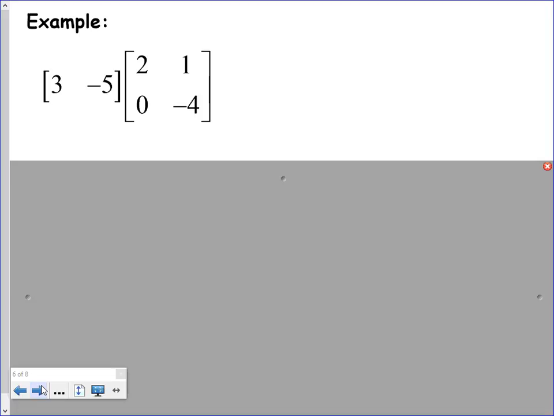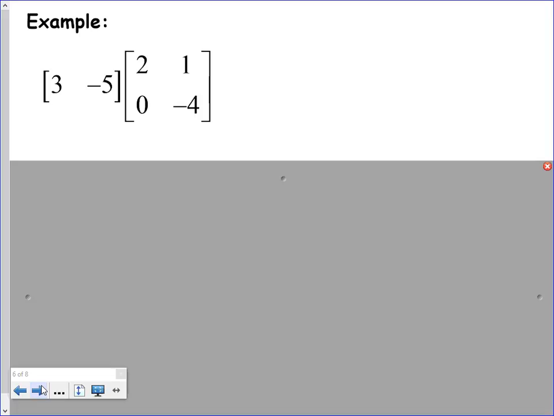You'd take the first entries multiplied together and the second entries multiplied together. You don't have to worry about the spot. It's the sum of those things.